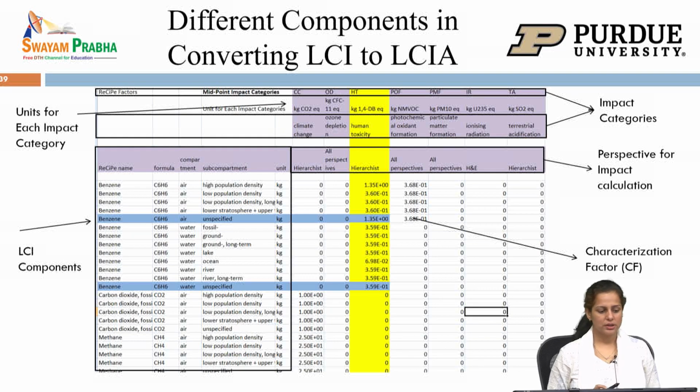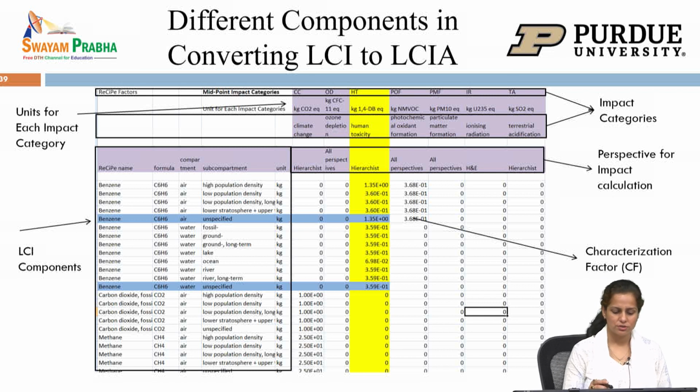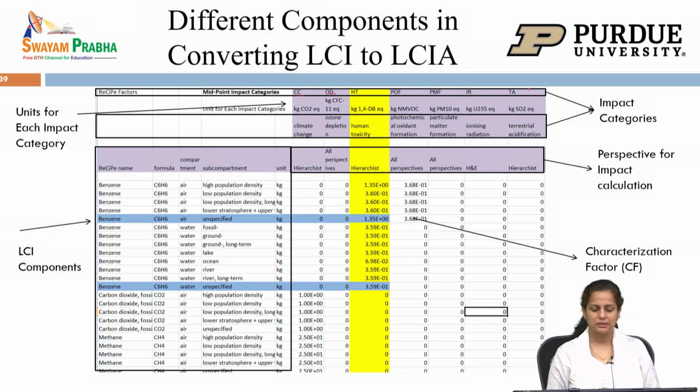So, this is mostly an example of showing how we are converting LCI to LCIA. Here you will see all the LCI components, and on the top you can see the midpoint impact categories. CC means climate change, OD is ozone depletion, then human toxicity, POF, PMF, infrared radiation and terrestrial acidification. For each of the impact categories you will also see the units that are being used. So, climate change is in kg CO2 equivalent, your ozone depletion is in kg CFC and henceforth.